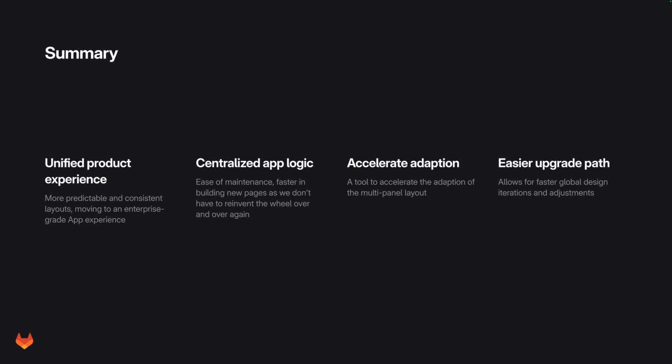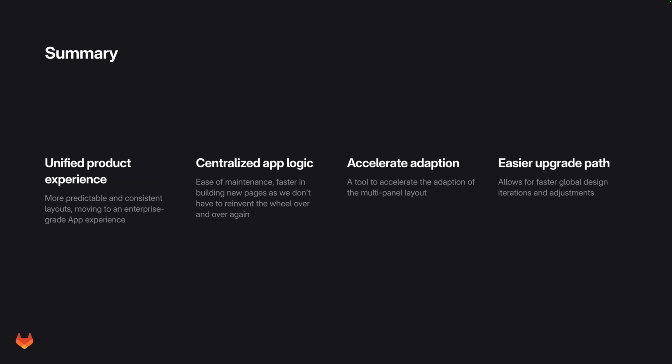All right, in summary, the template work will unify the product experience. So it's more predictable and more consistent layouts. Users can always predict where I am on the top left, what I can do globally speaking on the top right. You have the controls of the panel in the top right corner as well. We can centralize the app logic, so ease of maintenance and faster building. Your teams don't have to reinvent the wheel for those basic features over and over again.